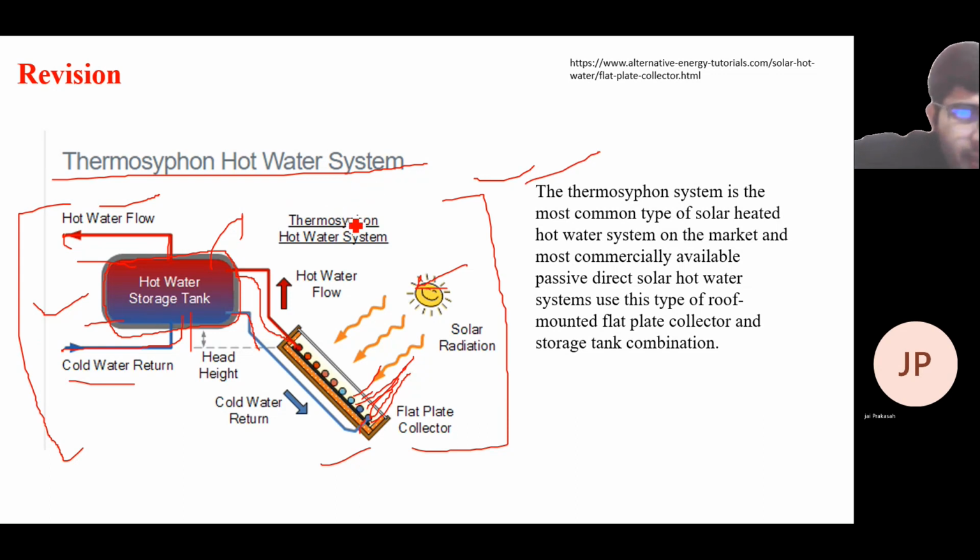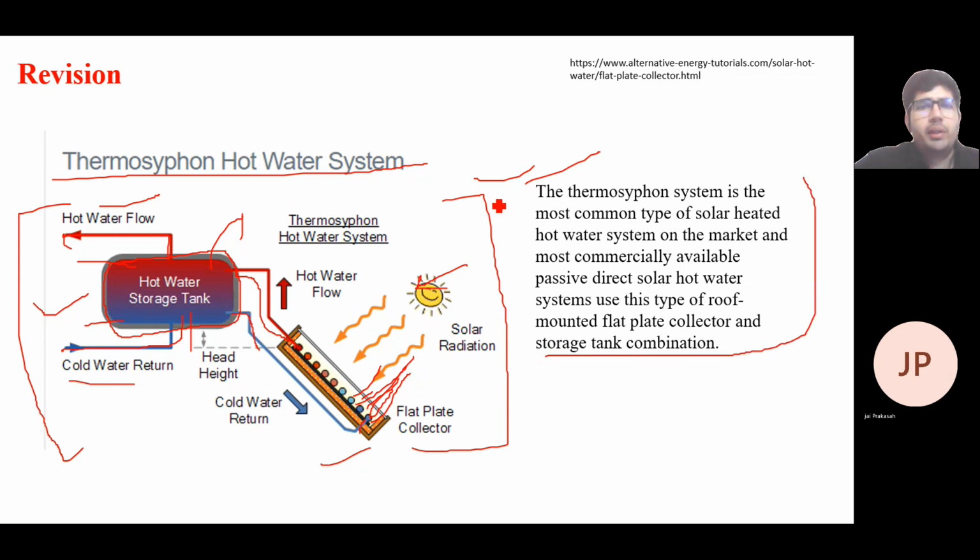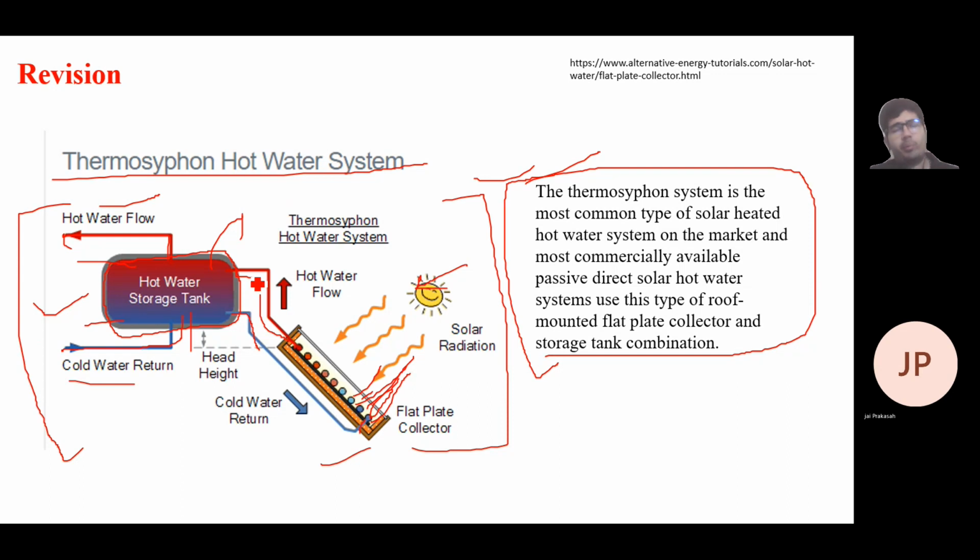So the thermosiphon system is the most common type of solar heated hot water system on the market, and most commercially available passive direct solar hot water systems use this type of roof mounted plate collector and storage tank combination. So in the system there are three major components. One is the flat plate collector, second one is the hot water storage tank, and third one is the support structure.